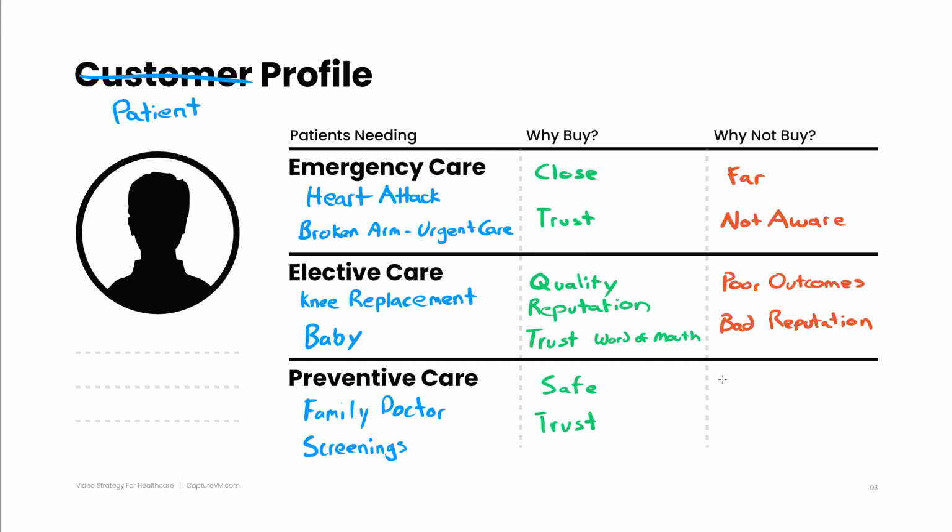And then for preventative care, some objections might be, you feel like a number. You don't feel like they know you by name. Maybe you don't feel safe, uneasy around them. Maybe they're slow. These all play a big factor.